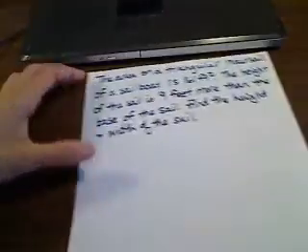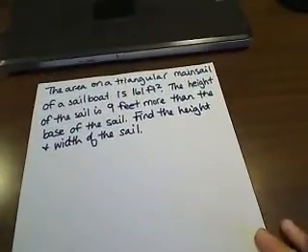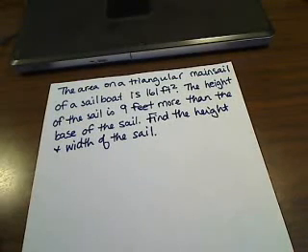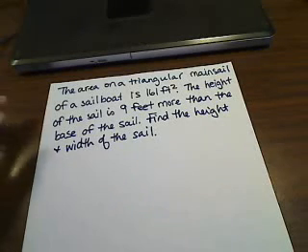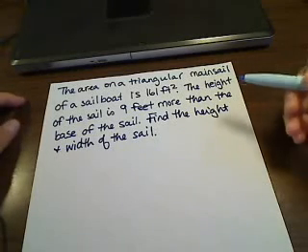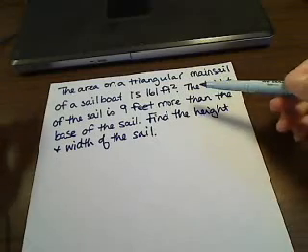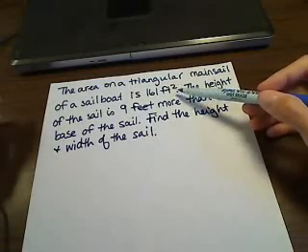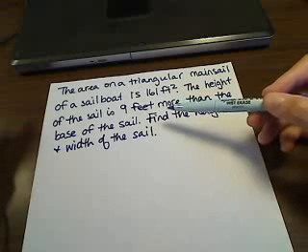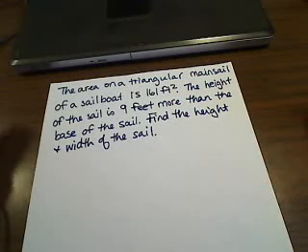And then I wanted to do another example of a word problem, this one right here. The area of a triangular mainsail of a sailboat is 161 feet squared, and the height of the sail is 9 feet more than the base of the sail, and we want to find the height and the width of the sail.